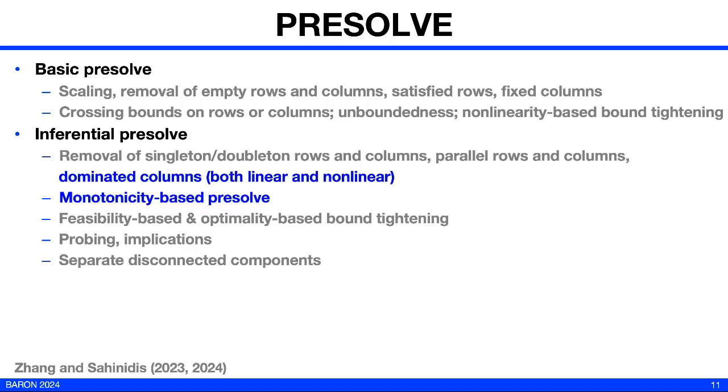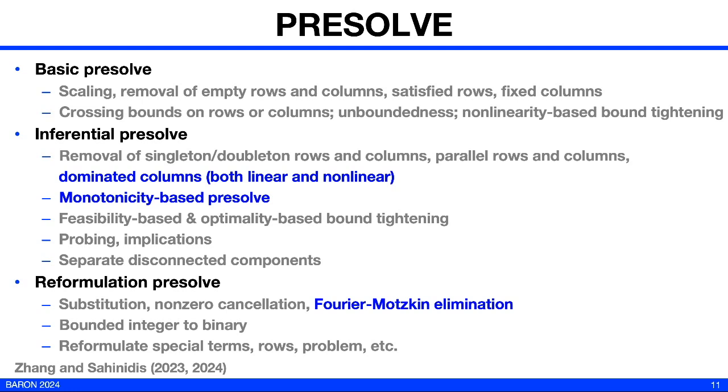And the second category is called inferential pre-solve, which heavily depends on theorems or KKT conditions or some other theorems that are developed in the literature. So here we need to derive some formulas from the original model. For example, we need to identify the dominance relationships between paired variables, and we need to solve some sub-problems, like probing to identify redundancies. So inferential pre-solve is a little bit more expensive than basic pre-solve.